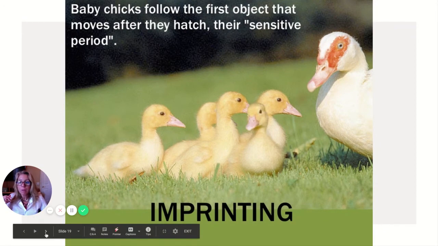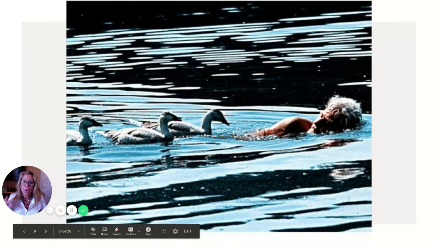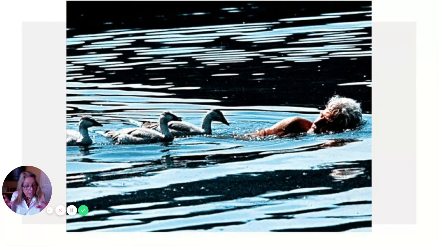Now, a man named Lorenz did an experiment where he removed the mother, and when baby goslings were born, he waved his head over the baby birds and they fixated on him. They imprinted on him. And when they imprinted on him, that's it. That's mama. They would follow him everywhere. If he went swimming, they went swimming. If he walked into the barn, they'd walk into the barn. He walked into the house, they'd walk into the house. So that is imprinting. So let's do our notes there.